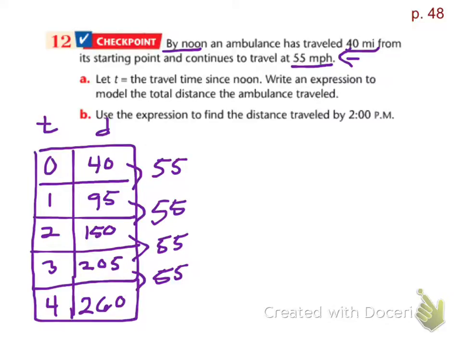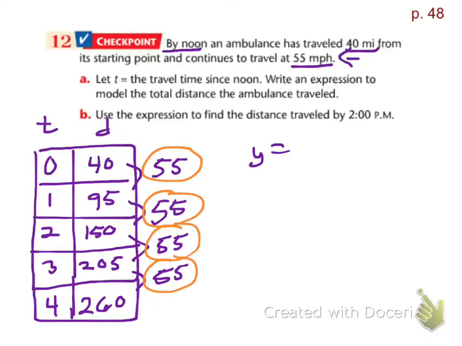Okay, so my equation that I'm using is y equals, the amount that I'm adding on each time is 55. So that then is going to become my value with x. And then I'm also looking at where my starting point is, which is at 0, 40. So also it has traveled 40 miles. So plus 40 is my equation.